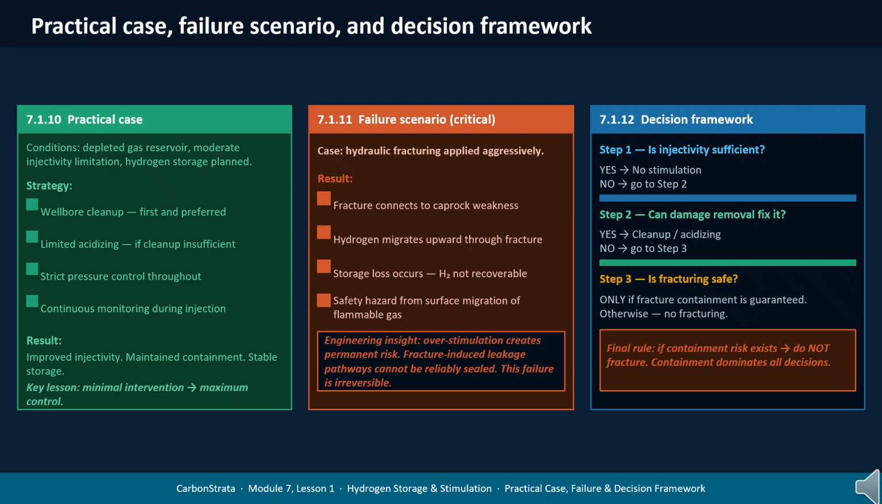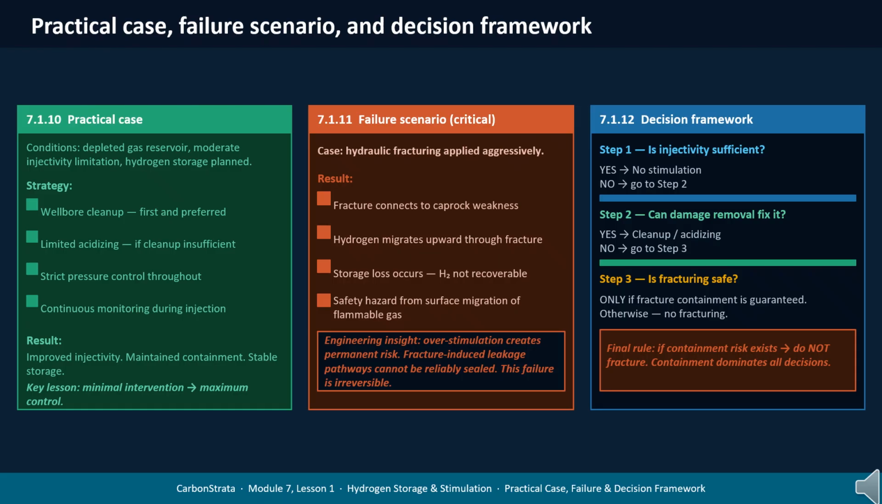Throughout the process, pressure must remain within limits, and the system must be continuously monitored. If this is done correctly, injectivity improves, containment is preserved, and the system remains stable. The lesson is clear. Minimal intervention provides maximum control. Now consider the failure case. Hydraulic fracturing is applied aggressively, without full certainty about containment.